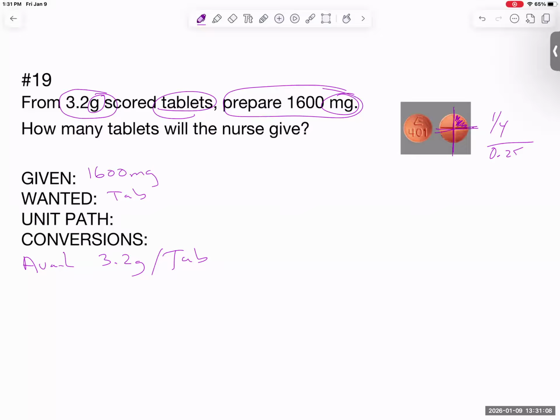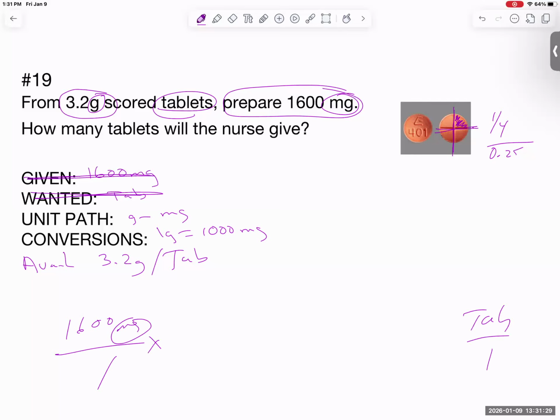So I do need a unit path. I need to go from grams to milligrams. So my conversion is 1 gram is 1,000 milligrams. Beautiful. I start with my given, 1,600 milligrams over 1. My wanted is tablet over 1. Beautiful. How do I get rid of milligrams? Well, I know my given, I know my wanted, and I know I have a conversion available to me to get rid of the milligrams. So 1 gram is 1,000 milligrams. And I write it this way so I can cross off diagonally the unit of measure.